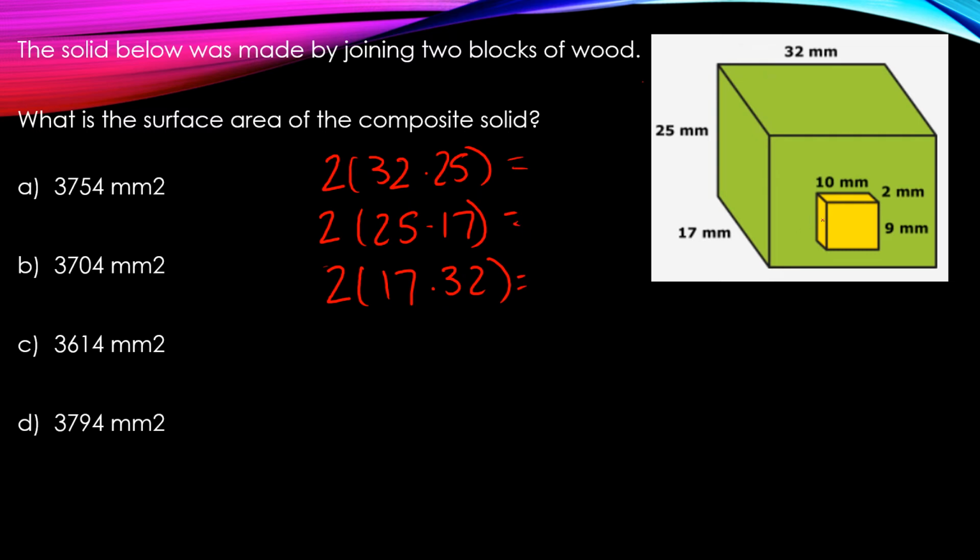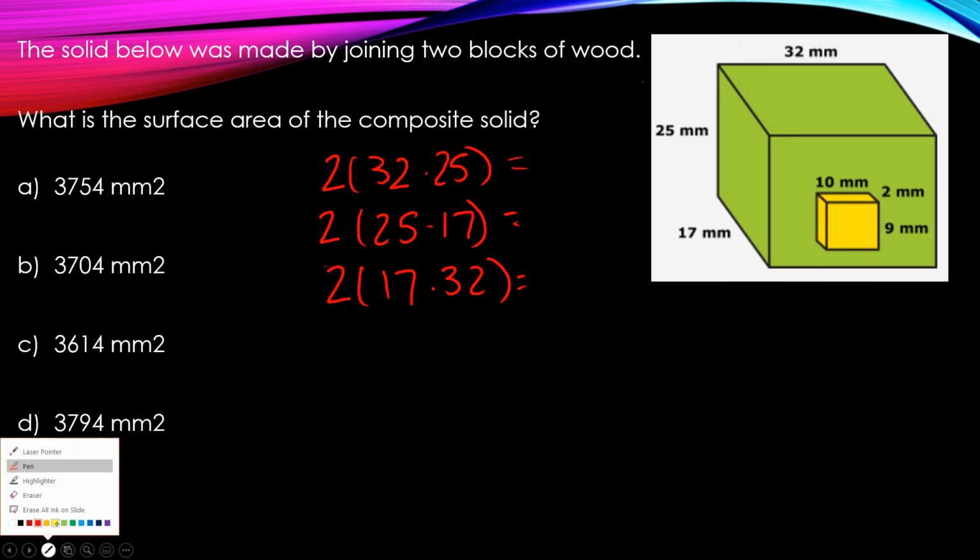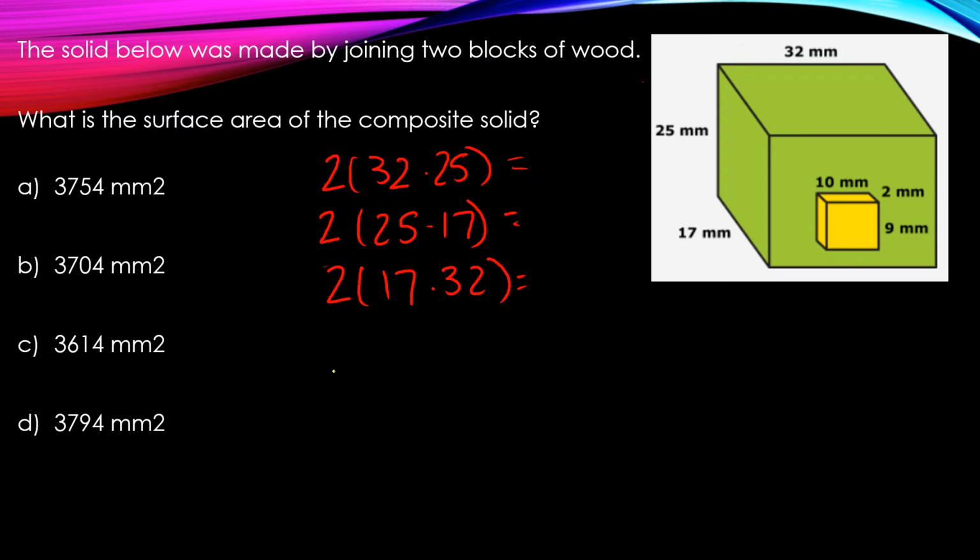Then let's look at this smaller yellow box here. With the smaller yellow box, I'm going to do the same thing. Actually, I'm not going to do the same thing, and this is why. When you have a composite figure with surface area, the part where the two surfaces meet, you do not add together, because technically that's not a surface. We don't see that from the outside.